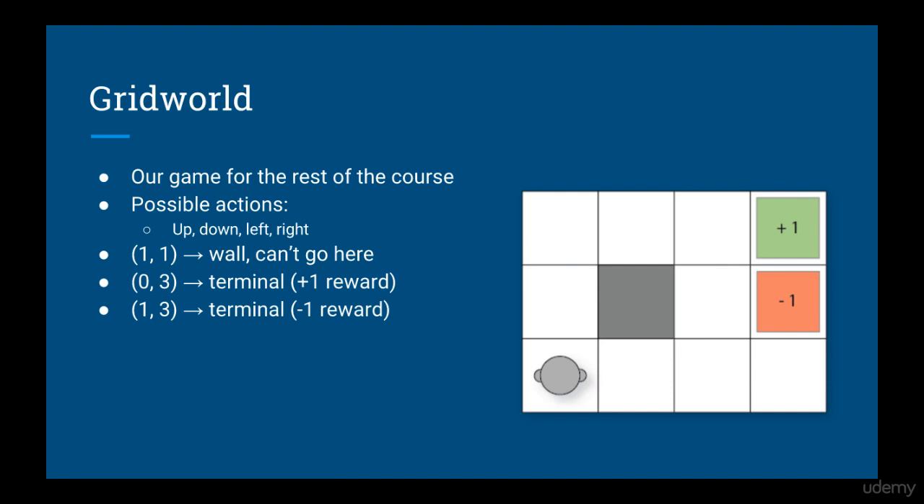The grid is usually built in this way. At position 1-1 there is a wall, so the robot can't go there. If it tries to go there, it just bumps into the wall. At position 0-3 and position 1-3 we have 2 terminal states. Position 0-3 is the goal state.